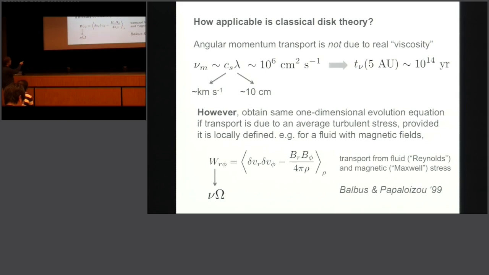The molecular viscosity would be something like the sound speed times the mean free path. We said before the sound speed was something like kilometers per second. The mean free path might be centimeters or tens of centimeters, depending on where we are in the disk. So if we multiply those numbers together, we get a viscosity that's about 10^6 in CGS units. If we then estimate the viscous timescale, r squared over nu, for some reasonable scale in the disk, let's say 5 AU, the viscous timescale we get is something like 10^14 years.